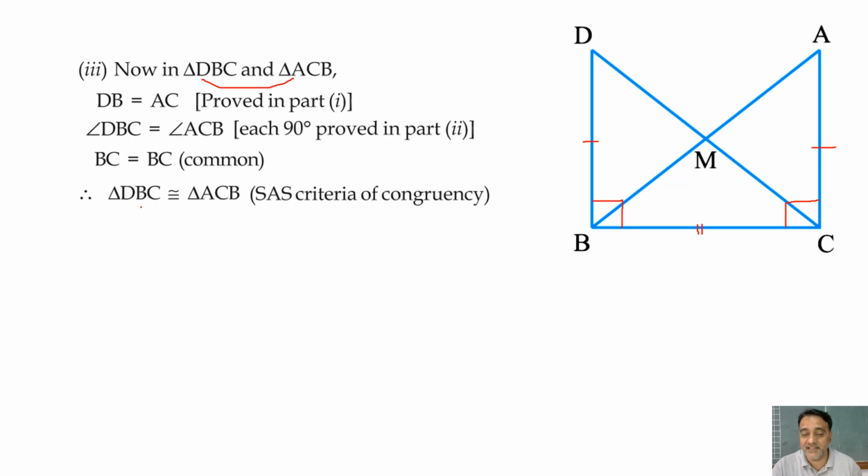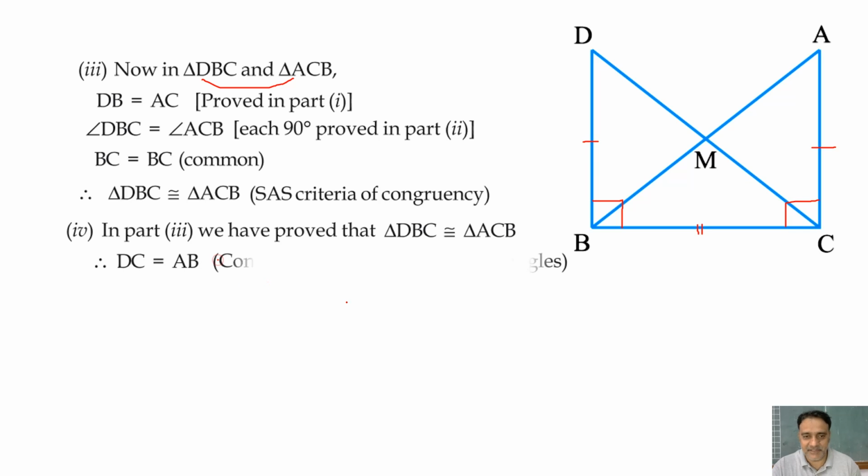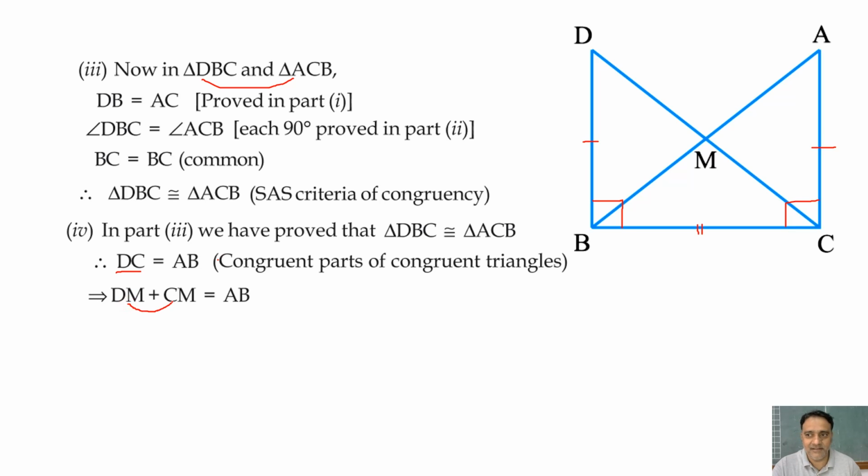If these two triangles are congruent, AB is equal to DC, right? CPCT. And CD we can write as CM plus DM and DM plus CM. Now these two are equal. It is already given in the question.